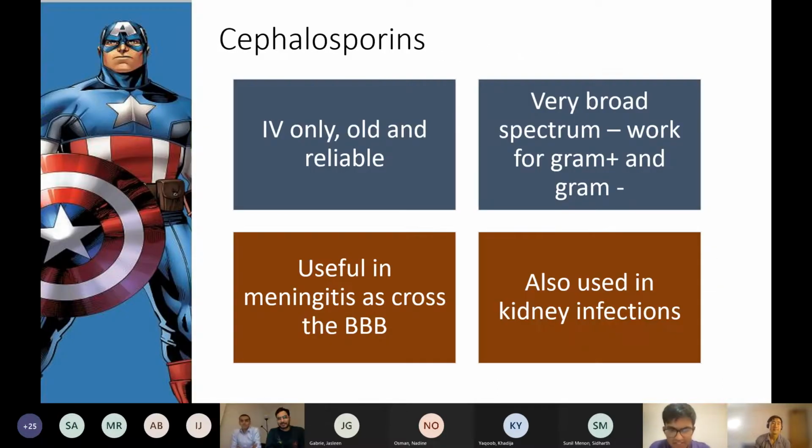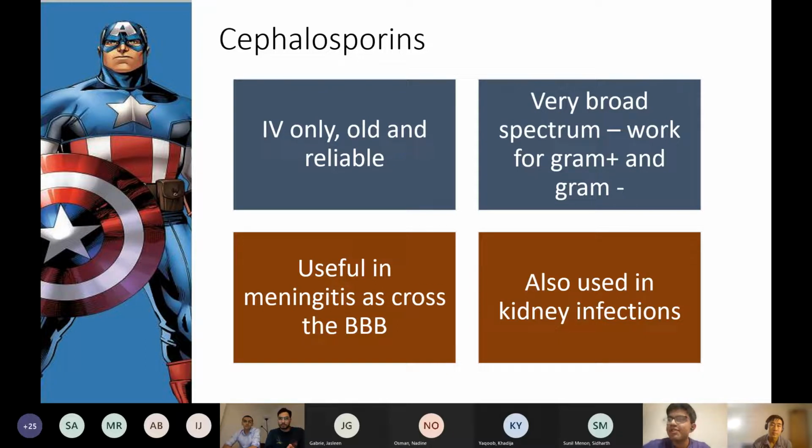Cephalosporins, less to know about than penicillins. IV only, although you can get cefalexin, which is a fairly useless cephalosporin that's only used in the context of UTIs and pregnant people. That's oral, but basically on the whole, IV only. They're very old antibiotics. They're very reliable, massively broad spectrum, work gram positive, gram negative, very effective.